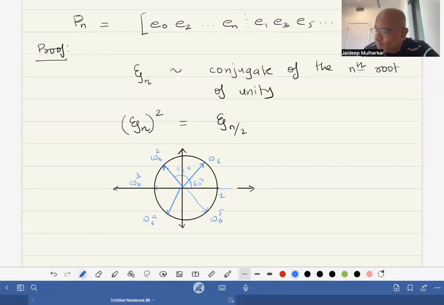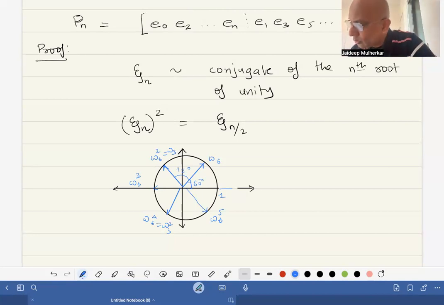Now, if I draw the third roots of unity, then omega 6 square is equal to omega 3, and omega 6 to the power 4 is equal to omega 3 square, right? So the third roots of unity are the squares of the sixth roots of unity. So this is the key idea of the proof.